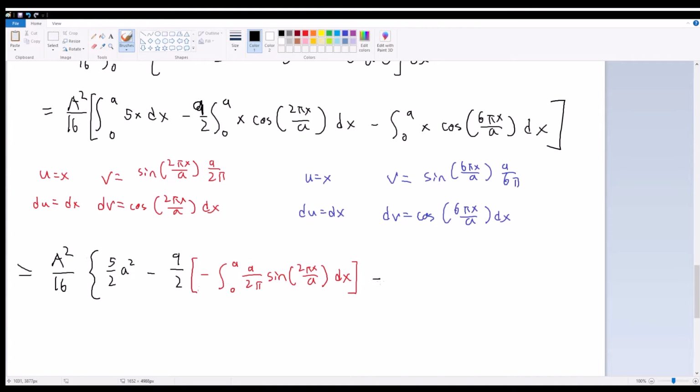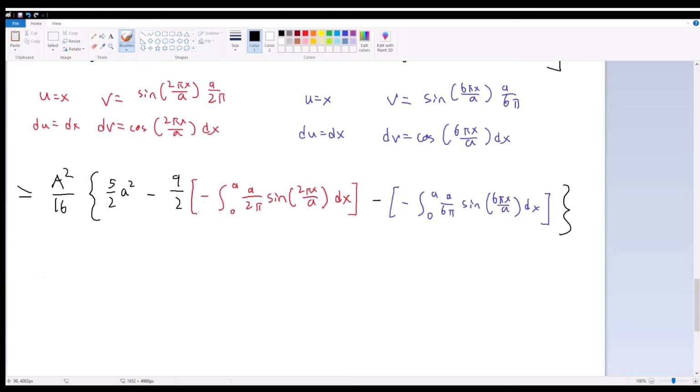Subtracted by, and let's do the next one in blue. So we have uv again. Immediately I see, because it's evaluated from 0 to a, at x equals a, we get sine of 6 pi, which is 0, and at x equals 0, we get sine of 0, which is 0. So uv vanishes, minus the integral of v du, so minus the integral from 0 to a of a over 6 pi times sine 6 pi x over a dx. And then we close this integral, we close everything off.